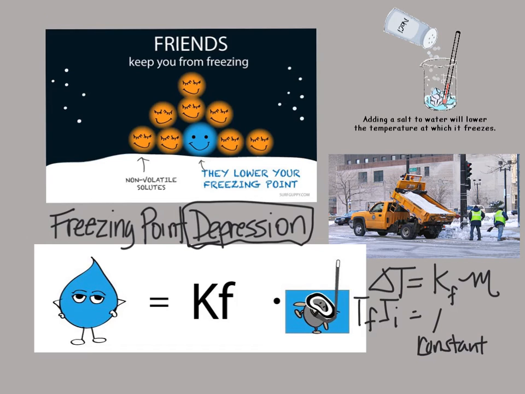You need to consider the Van't Hoff factors in freezing point depressions. So when you are solving this, if you have NaCl, remember that it's two particles, so you would need to double your factor.